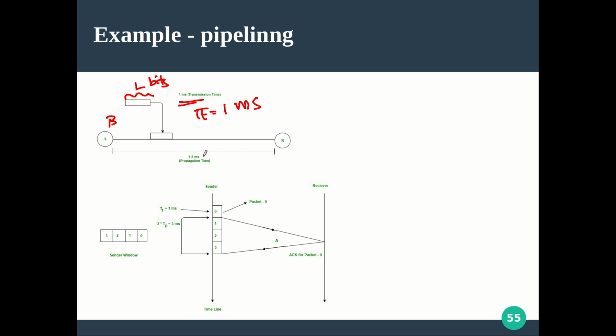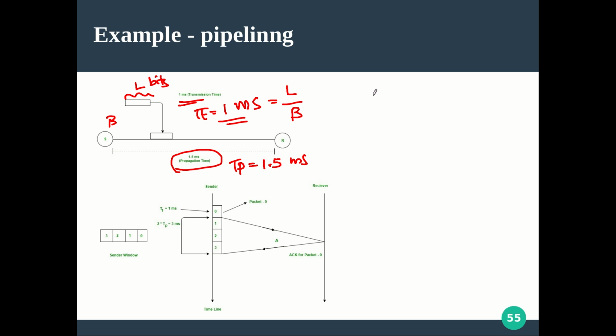Okay, so just see this. What is the formula for tt? Tt is the length of the frame divided by the bandwidth of the media, and those values are not given, but by dividing them we got the value as 1 millisecond. Now the propagation time is taken to be 1.5 milliseconds. Propagation time is distance by velocity; first they calculated the distance and then took the velocity of the signals, and they calculated the propagation time to be 1.5 milliseconds.